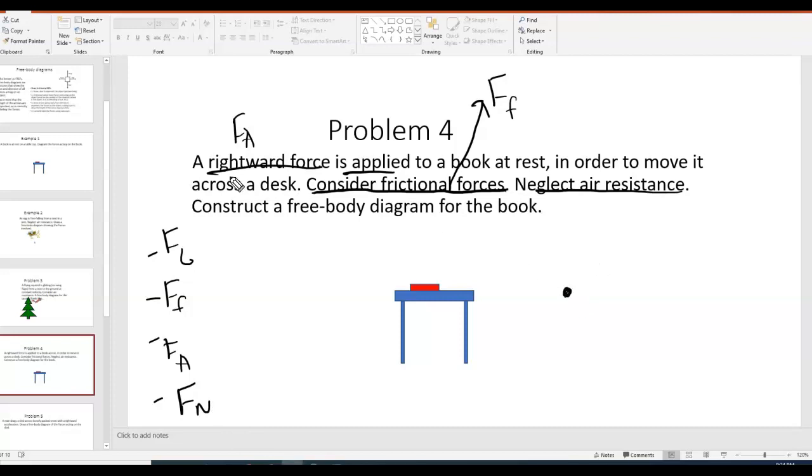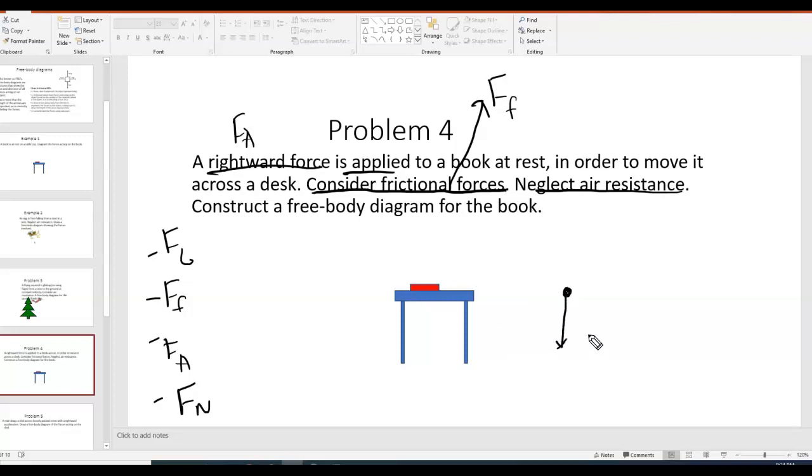Now, the object is going to move. It starts off not moving, but it is going to move. It's a slightly ambiguous question because it doesn't say if it's moving at constant velocity or not, but since it doesn't say that, I don't think we can assume it is. So watch what I'm going to do.